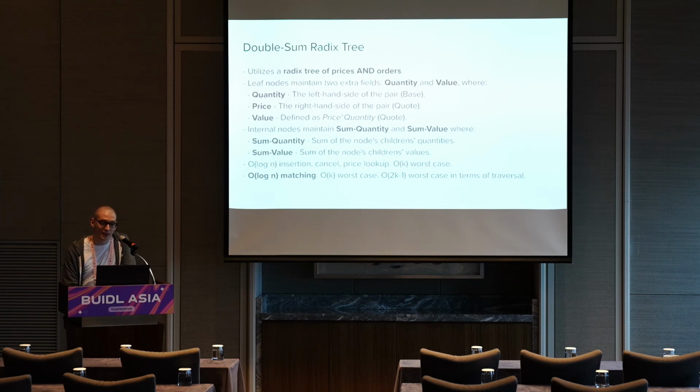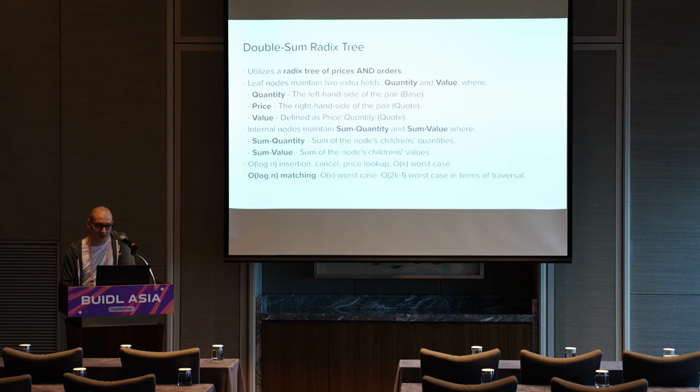Quantity would be the amount in the left-hand side of the pair, the base. Price is the quote. And then we define value as price times quantity, and the result should be in quote units, right? So if you have a BTC/USD pair, the value is in USD because it's price times quantity. And then internal nodes maintain some quantity and some value.